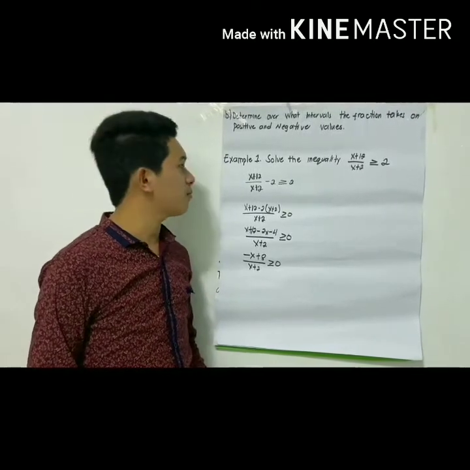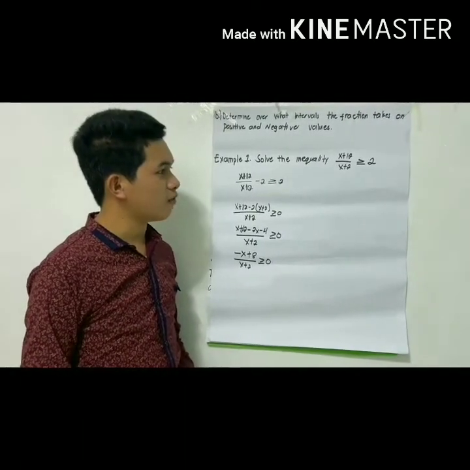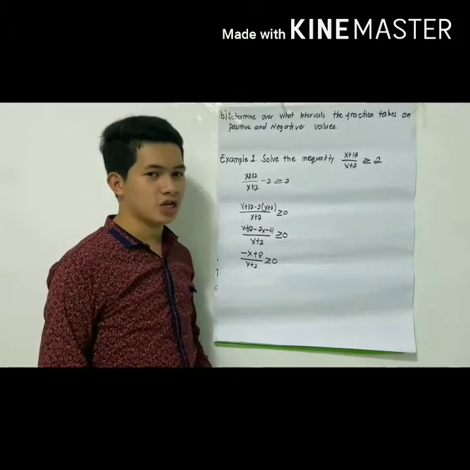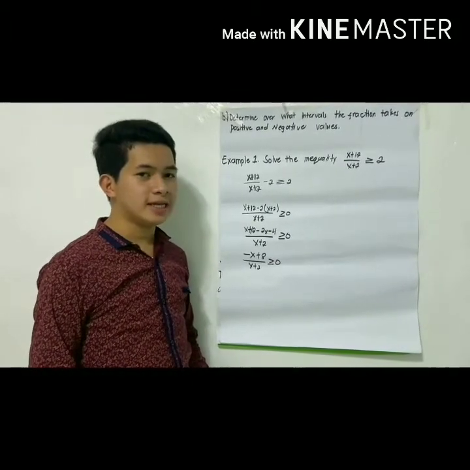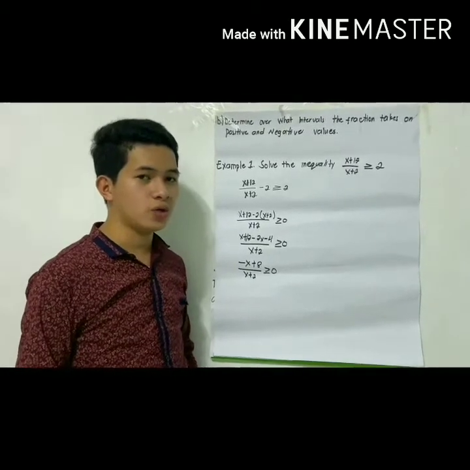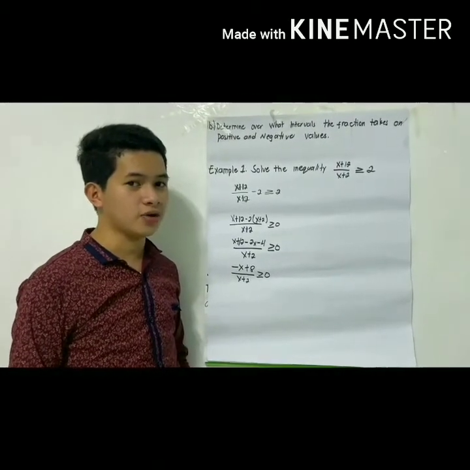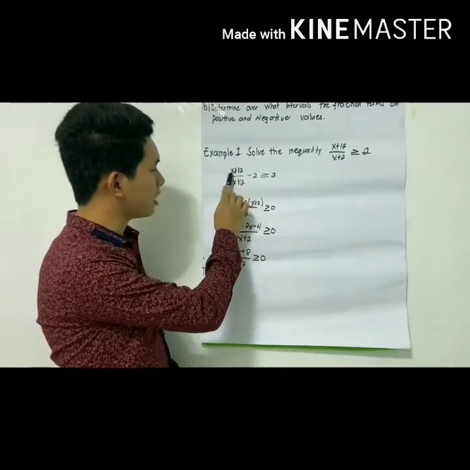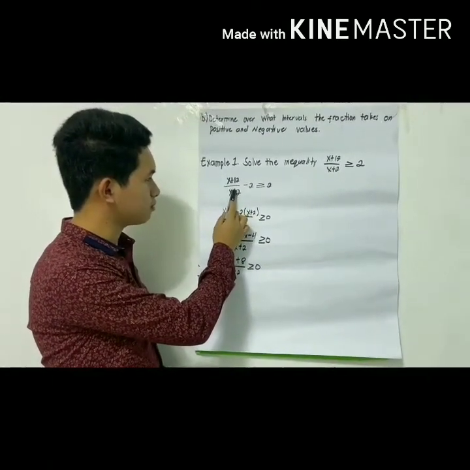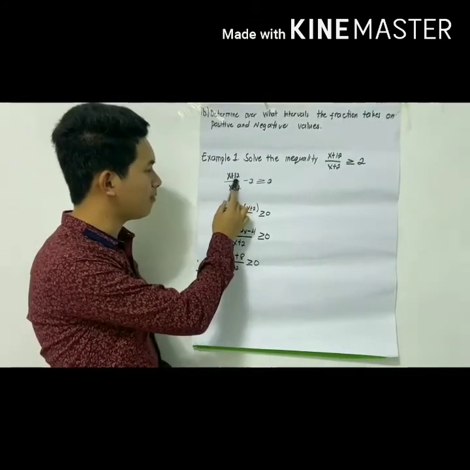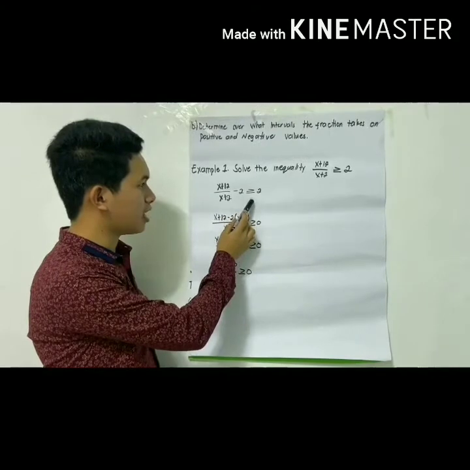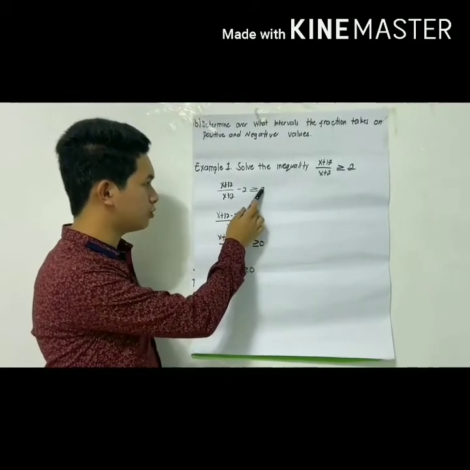The first example, solve the inequality of x plus 12 over x plus 2 greater than or equal to 2. First is ililipat natin si 2 sa left side para maging 0 yung nasa right side natin. That will become x plus 12 over x plus 2 minus 2 greater than or equal to 0.